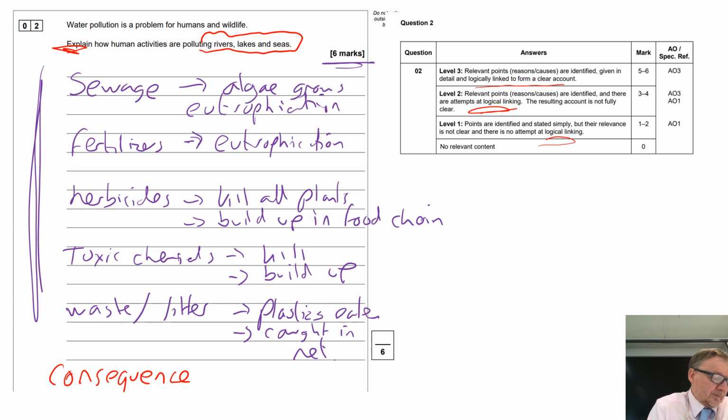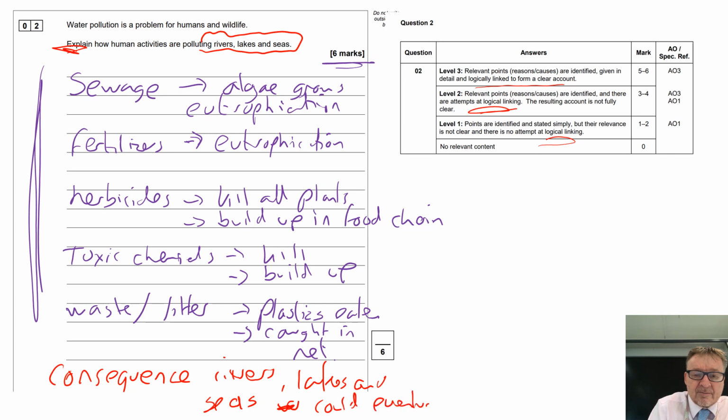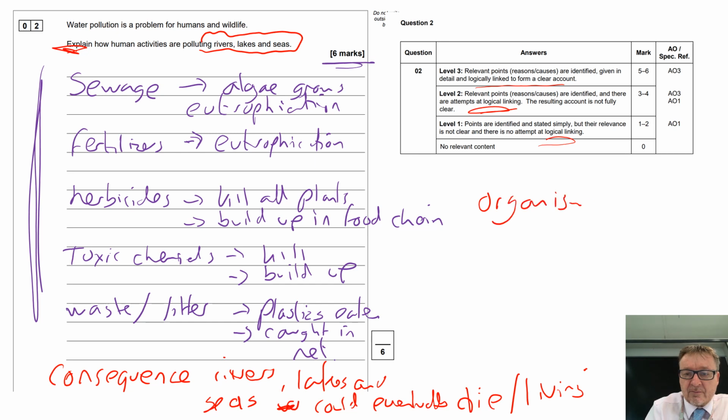of all this happening is rivers, lakes, and seas could eventually die. Living organisms don't live in those water areas anymore.